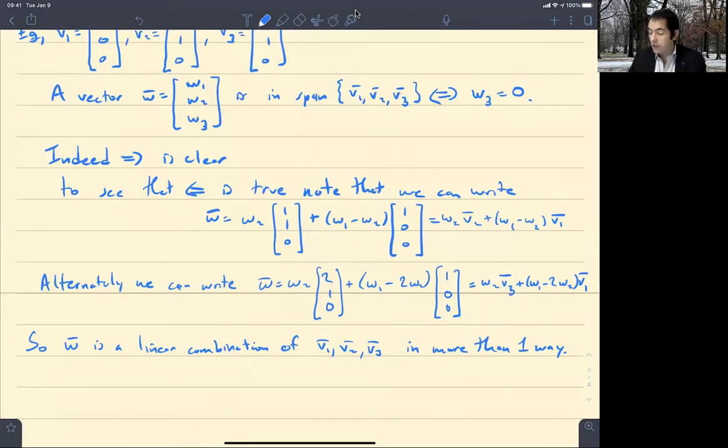Also, sometimes you won't have any solutions, in which case we would have found that the vector was not a linear combination, right? For example, in this case, if we started with a w whose third coordinate was not 0, the system of linear equations we would write would be inconsistent. There would be no solution.